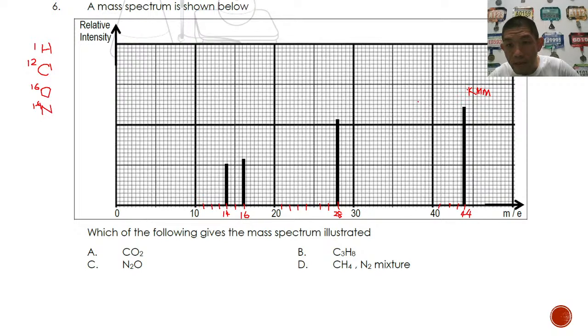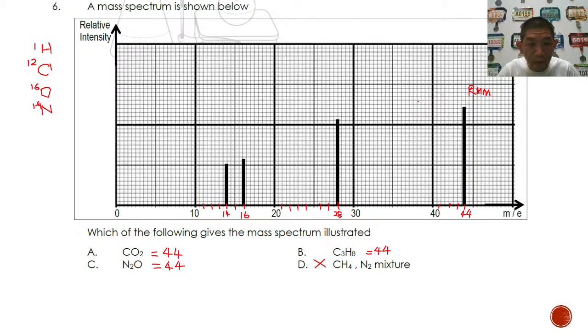So what is automatically not in our answer already? Automatically it cannot be a mixture, so D is already out. If you calculate properly, the relative molecular mass for CO2 is equal to 44. Whereas N2O is 28 plus 16, which is also equal to 44, and then C3H8 in here, carbon is 36 plus 8 is also equal to 44. So A, B, C will be the answer. Therefore, we have to look in detail at what is the possible answer in here.